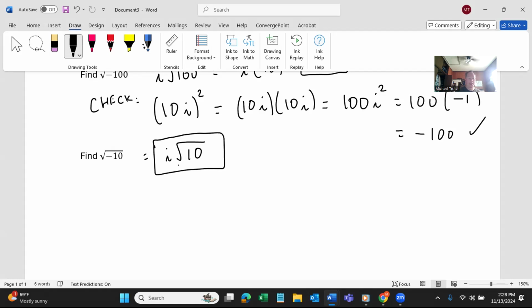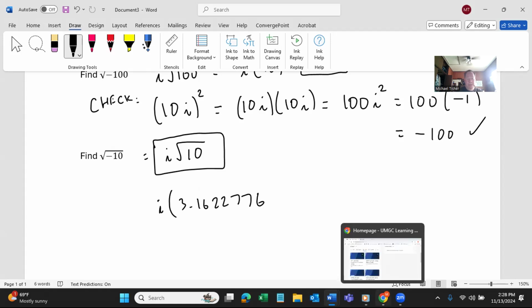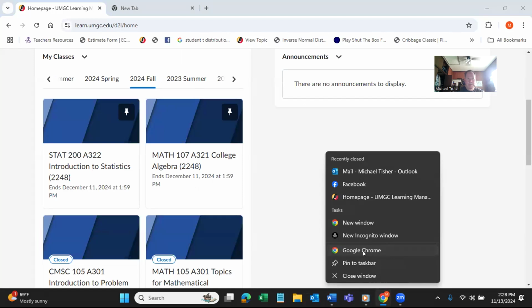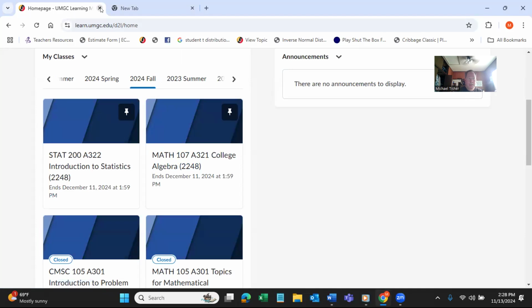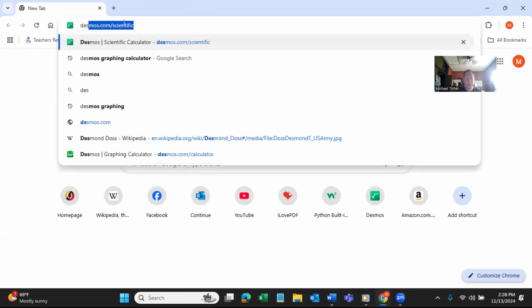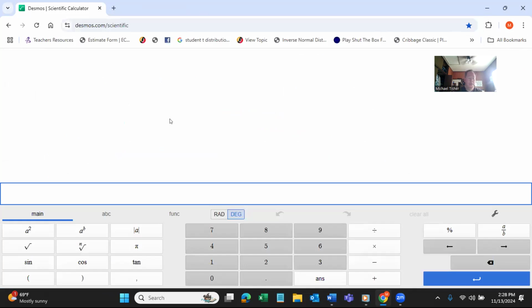But if we desire an approximation, we can take the square root of 10, which is about 3.1622776, I believe. Okay. All right, let's verify that on the calculator just to be sure. So actually 3.162277766, and it goes on after that.